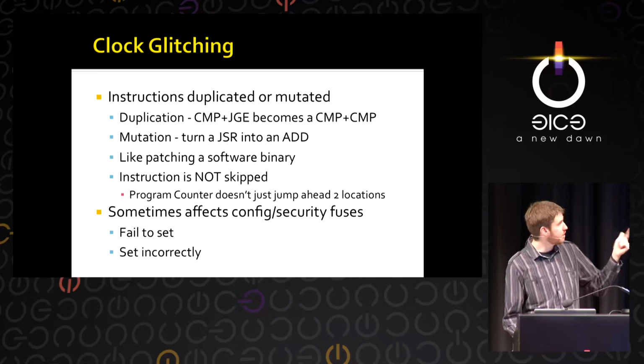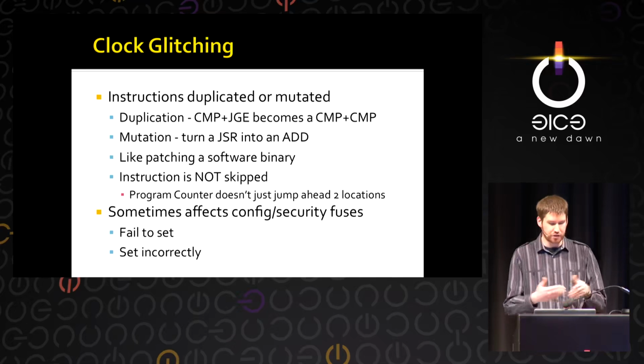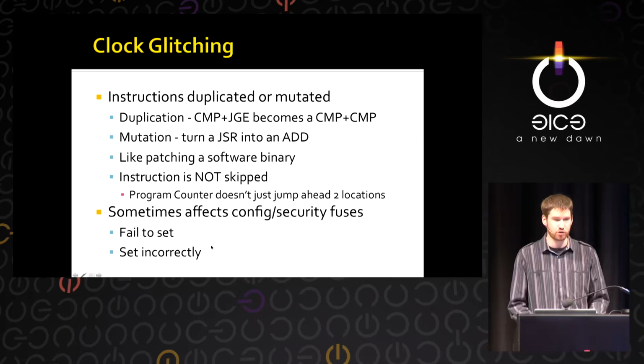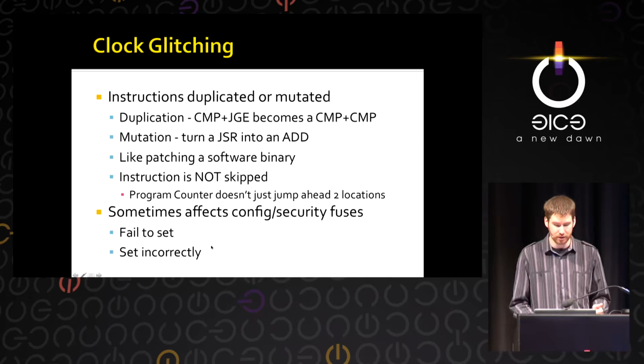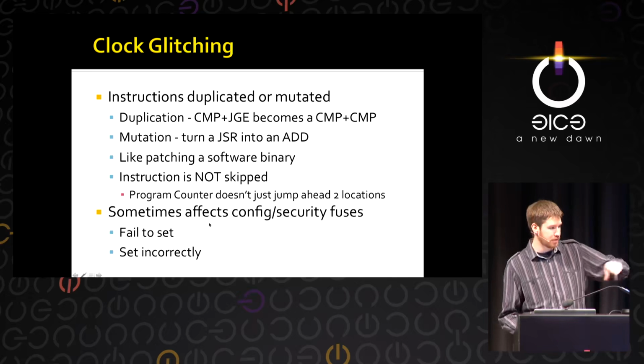The next is mutation, and this is where you actually turn a jump instruction into an add, which is probably harmless in this case. It gets you what you want. It bypasses an error check, for example, but it just turns it into an add. And usually in the fetch, decode, execution steps, it's the actual execution stage that gets messed up when an instruction is mutated. So the actual core is about to execute an instruction, and then it gets mutated into something else.